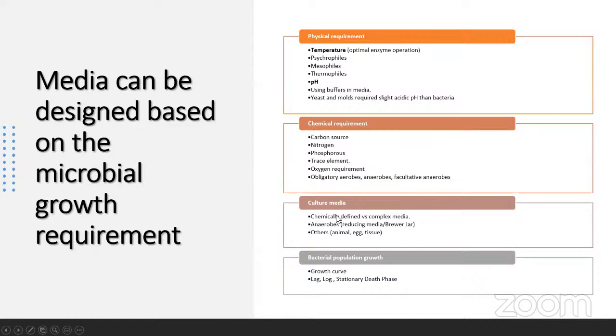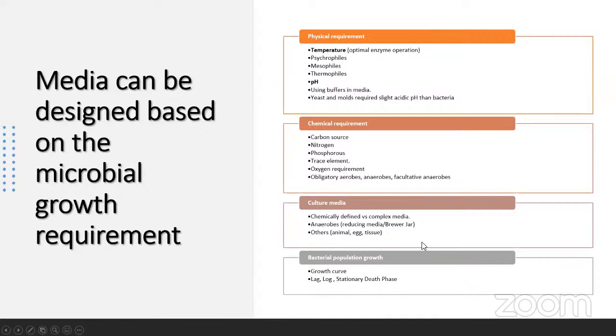Now there are chemically defined media and complex media. In chemically defined media, you basically control every carbon, nitrogen, phosphorus, and trace element. Everything is properly written on the tape. Whereas when you have complex media, we just add one ingredient, which is thought to have all of these ingredients, which allow the organism to grow.